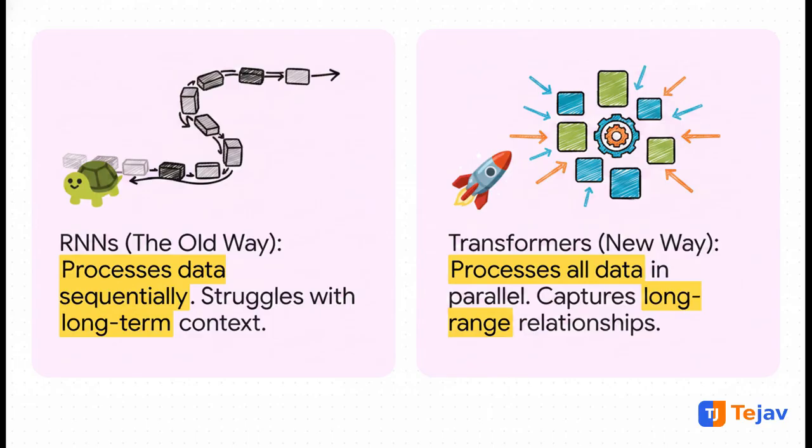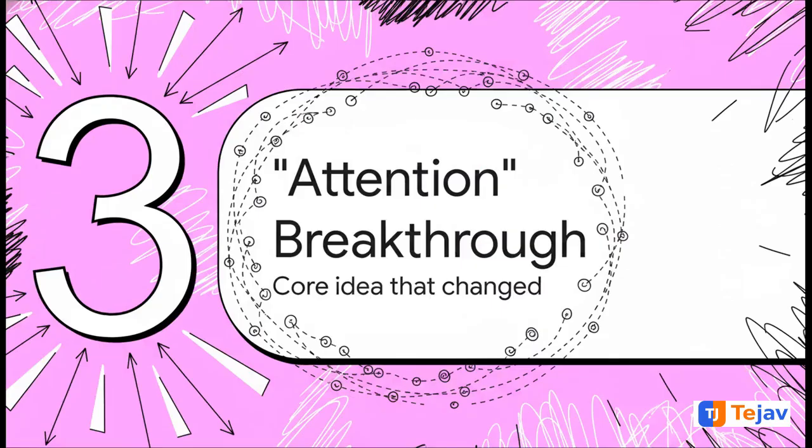Transformers, they are completely different. They process all the data at once, in parallel. This lets them see the entire picture and effortlessly figure out the relationships between words, no matter how far apart they are. So this ability to see everything at once is possible because of one core, brilliant idea. It's really the secret sauce of transformers, and it's called the attention mechanism.